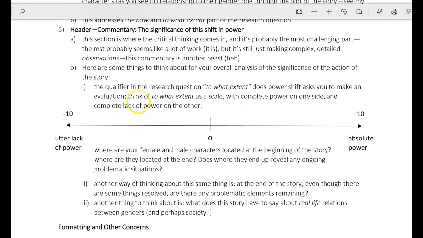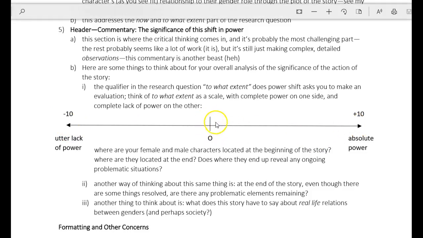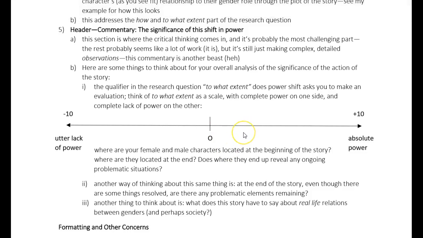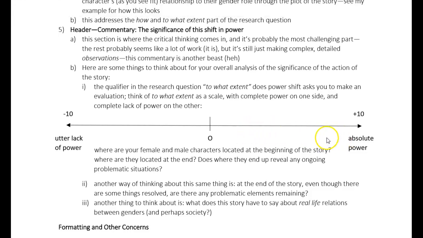And so the way you might think about that is, think of "to what extent" as a scale with your characters, with complete power on one side and complete lack of power on another. So here's the scale, utter lack of power over here, and absolute power over here. And here's a zero line. So where do you think your characters land in the beginning of the story? Red, in the company of wolves, maybe has power of like 3 or something like that. She probably thinks she has power of 5, but let's say it's a 3. The wolf maybe has power of 8 or even 10. That's up to you to decide. I don't know. This is just an example.